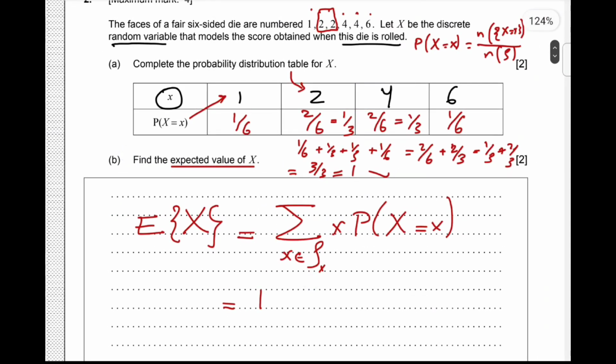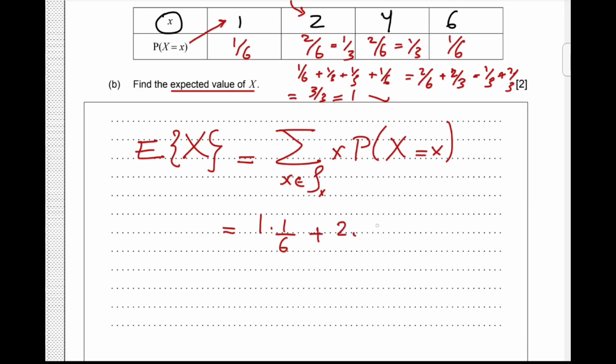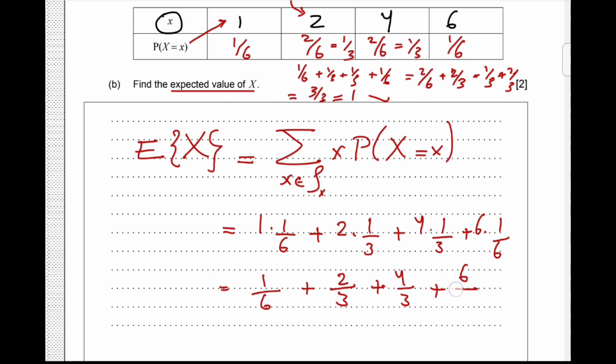Okay, so we have 1 times its probability of occurrence, which is 1 over 6, plus 2 times the probability of getting 2, which is 1 over 3, plus 4 times the probability of getting 4, which is 1 over 3, plus 6 times the probability of getting 6, which is 1 over 6. So let's now simplify. This is 1 over 6 plus 2/3 plus 4 over 3 plus 6 over 6.